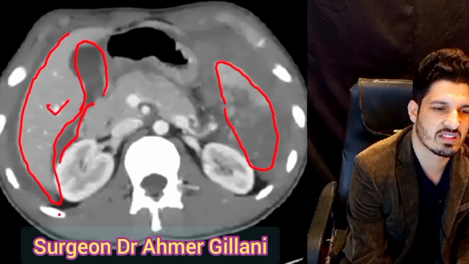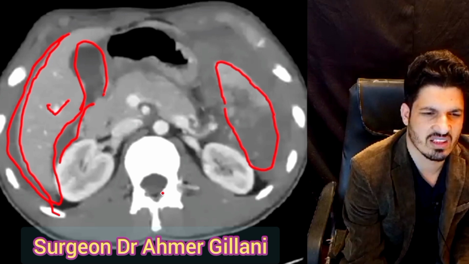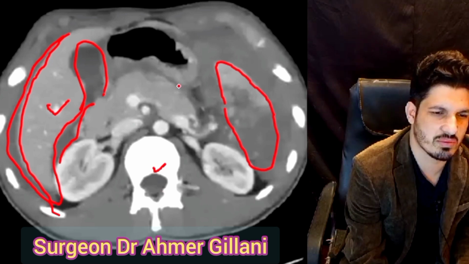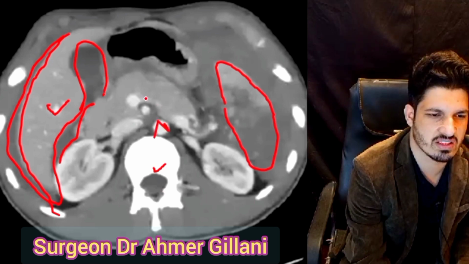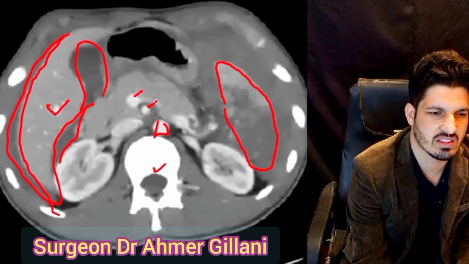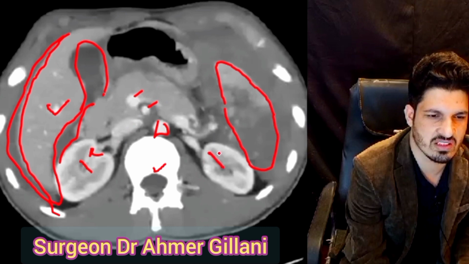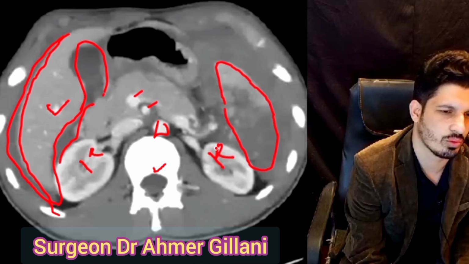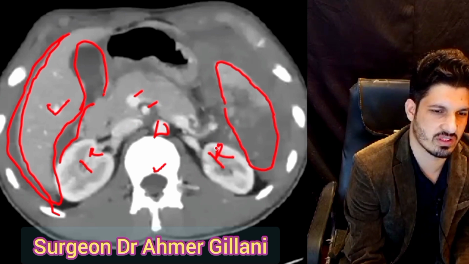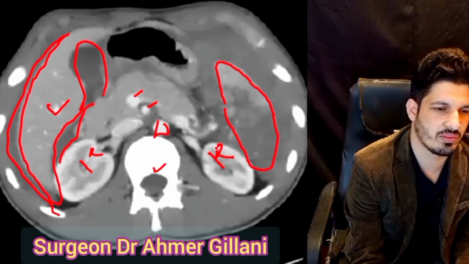This grayish color, which I am marking this. All the other structures you can identify easily. This is the vertebral body, this is the aorta, this is the SMV, this is SMA, this is kidney, this is also kidney. So main finding you have picked that splenic trauma is there and free fluid around the liver is there.